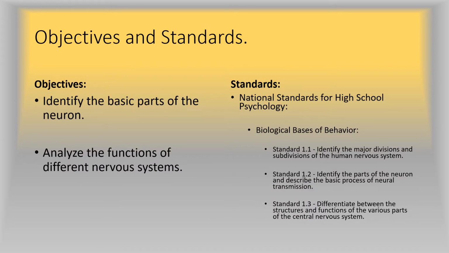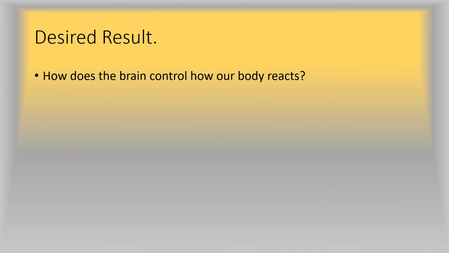So our objectives and standards: to identify the basic parts of the neuron and analyze the functions of different nervous systems. And if you would, just take a quick look at those standards. And our desired result, remember to include this in your weekly summary chart, please. How does the brain control how our body reacts?